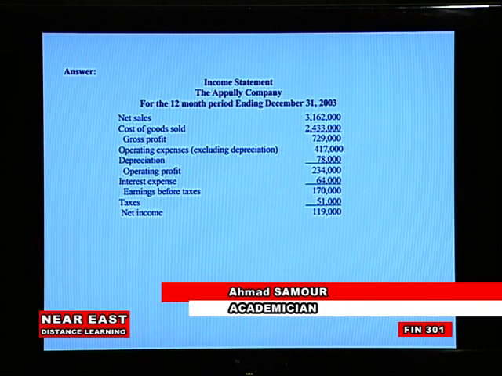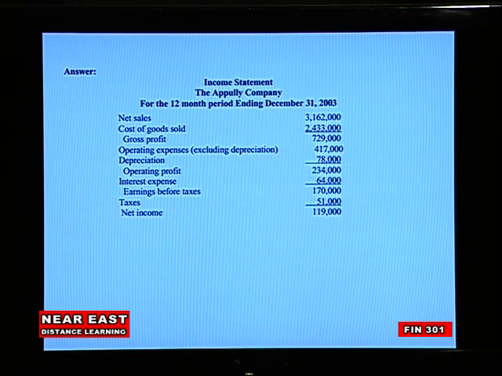Now, in this lecture, we explained how we can prepare financial statements. We focused on income statements. In the next lecture, we will explain how we can prepare the cash flow statement and balance sheet. Thank you for your attention and see you in the next lecture.